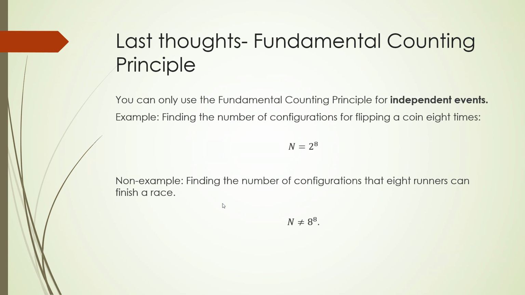So remember, and we'll start getting the permutations next time, whenever you're using the fundamental counting principle, you can do it with impunity as long as the events are independent of each other, right? You can flip a coin 8 times, number of configurations, 2 to the 8th, heads or tails 8 times. Runners in a race, we'll see.